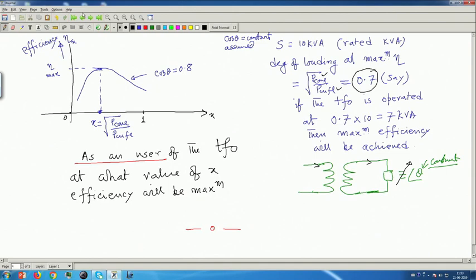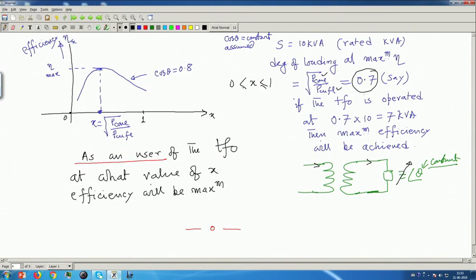Welcome to the 21st lecture on electrical machines 1, and we are discussing how to estimate the efficiency of the transformer. If you see the previous lecture, this is the end result I got: efficiency versus degree of loading. We found that efficiency occurs at a maximum value at a certain value of x. X, as you know, is a number between 0 and 1, with 1 being the full load condition.